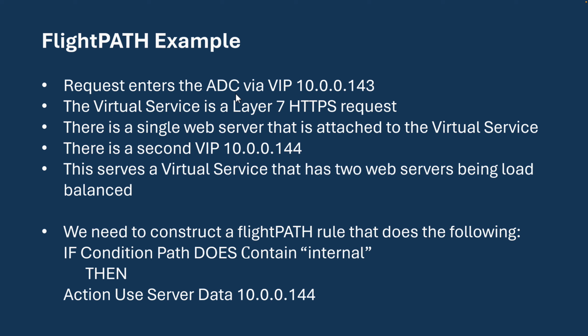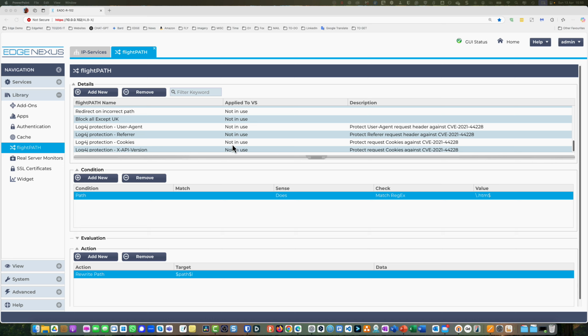What we need to do is to construct a flightPATH rule that does the following. If condition path does contain the word internal, then the action should be use server and the data provided is 10.0.0.144. Now let's go back to the flightPATH section.